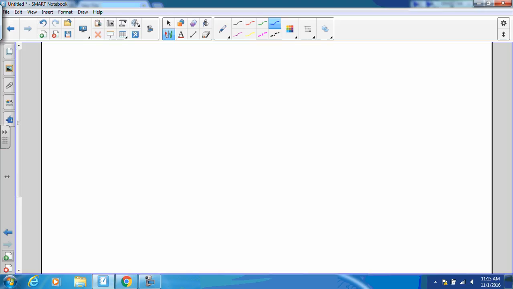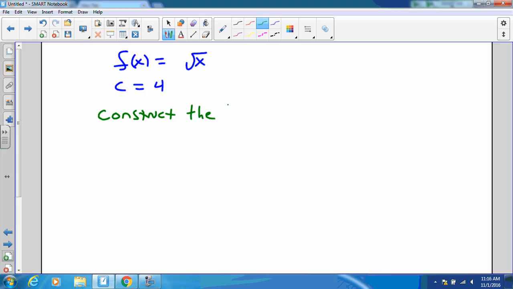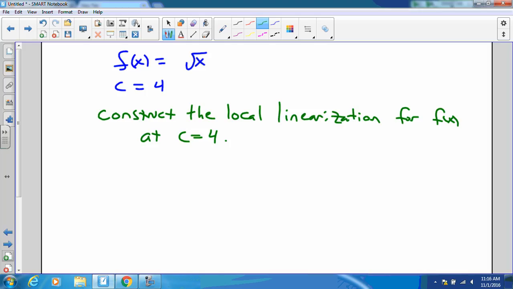Okay. Now, let's do an application of this. Let's let f of x equal the square root of x. And let's consider c equals 4. And first thing I'd like for all of you to do is to construct, that's the math word for create, the equation for the local linearization for f of x at c equals 4. Go.